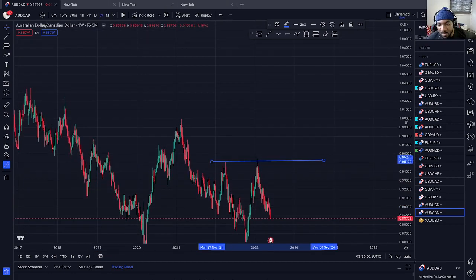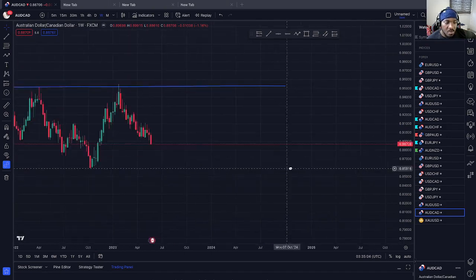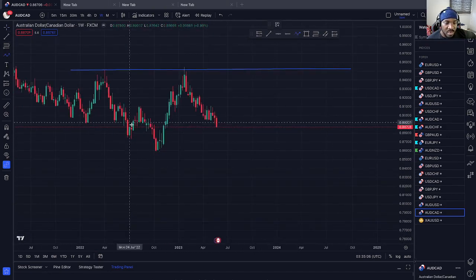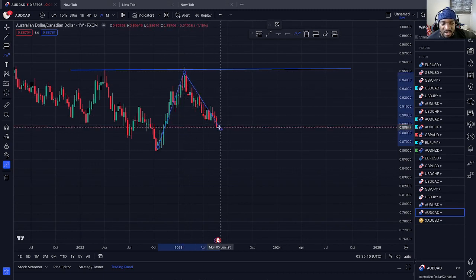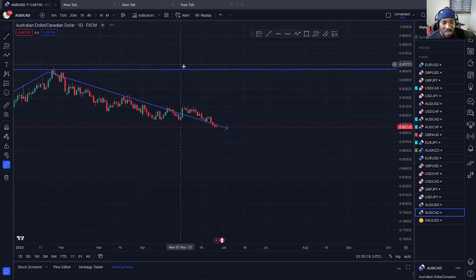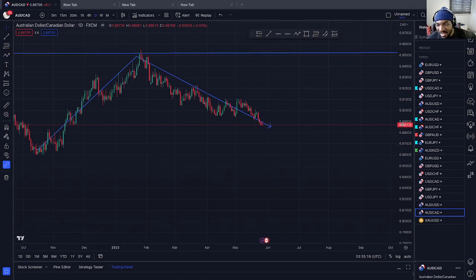So when we come here, we see clearly that on the weekly time frame price was trending upward, came here and started trending downward. You wouldn't see this as a trend on our weekly time frame until you go to the lower time frame. Then that's when you see that this is clearly a downtrend.